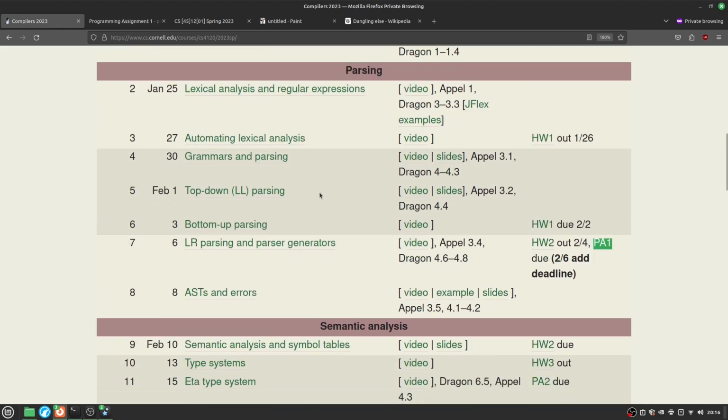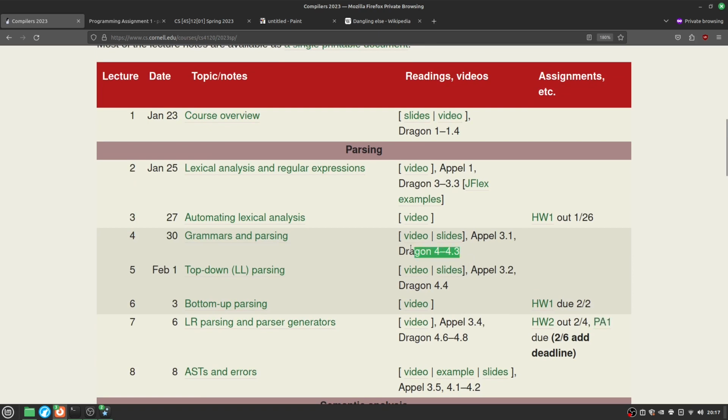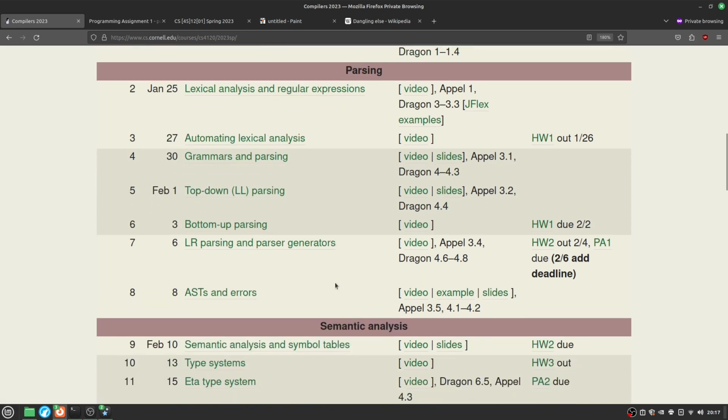What else have we got? Top-down parsing, bottom-up parsing. We also have some Dragon chapters to read after this. I probably won't be showing myself reading those, but I'll probably show myself doing the exercises in the book, which is always fun. So anyway, I'll see you guys in the next video.